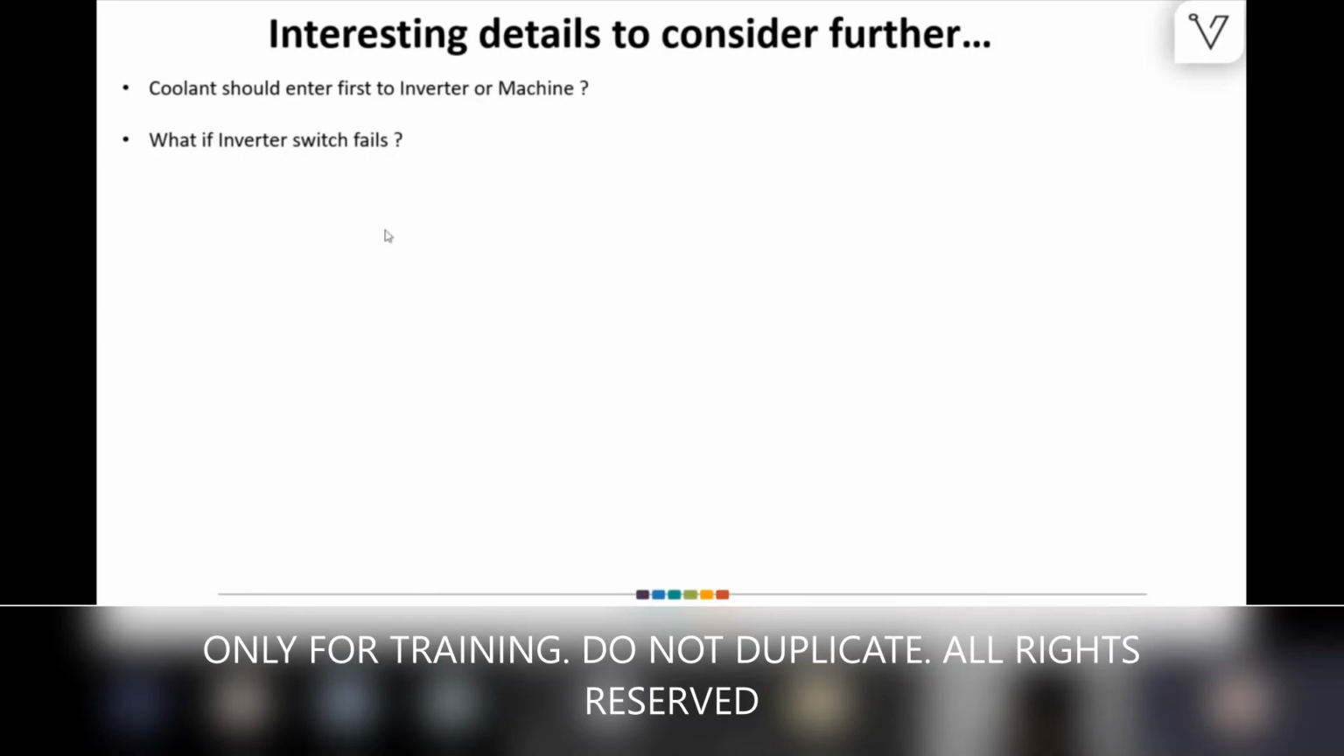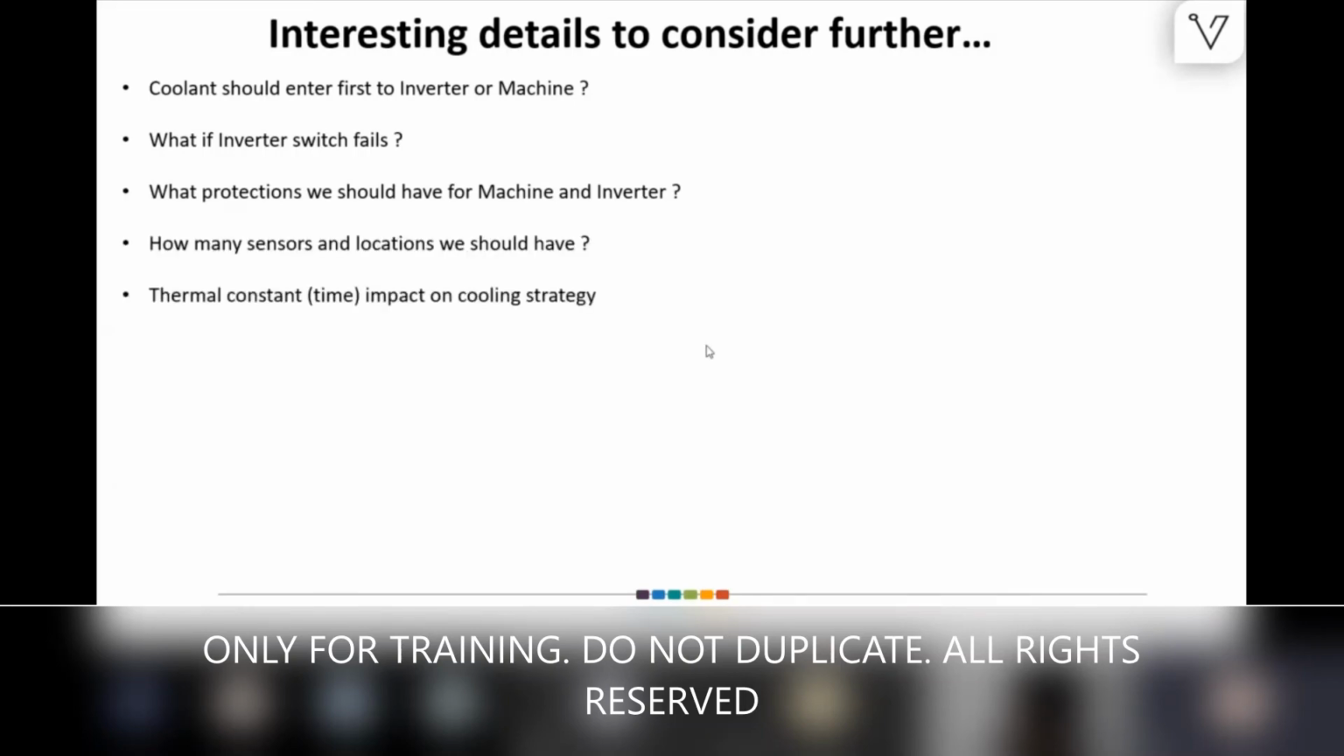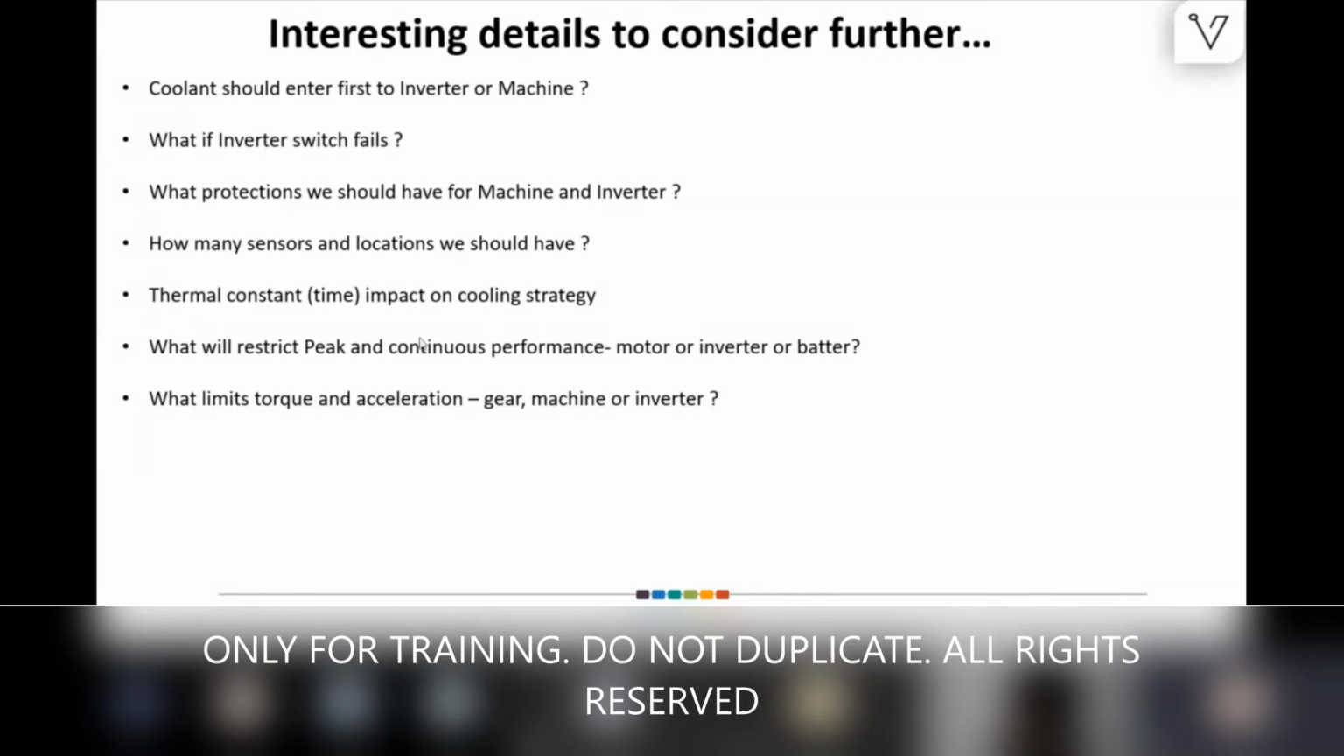The other thing is, what if switches fail in the inverter? What should we do in such a condition, whether the machine can sustain this, protections, and the location of sensors. Then thermal constants, as I mentioned, the cooling strategy, peak versus continuous, and how it impacts. We have not discussed this very deeply, but this is worth a 2-3 hour discussion. Then torque and acceleration, which will limit. What is the bottleneck? We have to see that as well when we scale up or scale down.